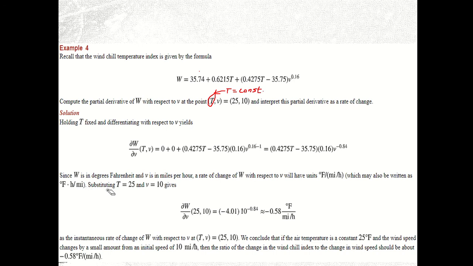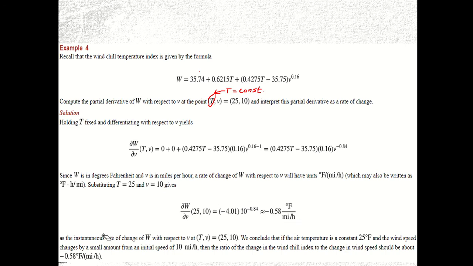So that's the unit. Then substituting T equal to 25 and V equal to 10, because in the problem we're given the values for T and V. After differentiating the function, taking the partial derivative, we have this result. Then you substitute the given T equal to 25 degrees Fahrenheit and V equal to 10 miles per hour. You get a result approximately equal to negative 0.58 degrees Fahrenheit per mile per hour.